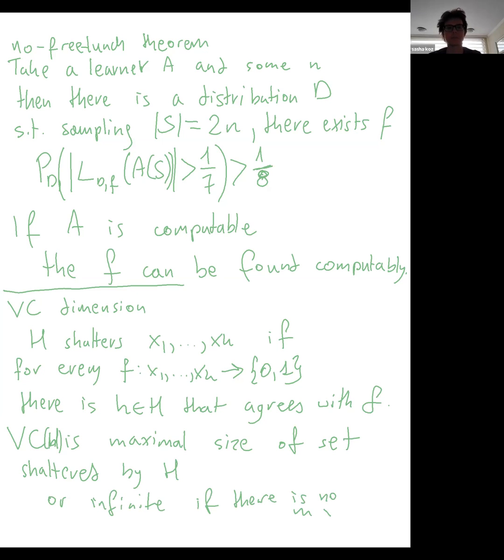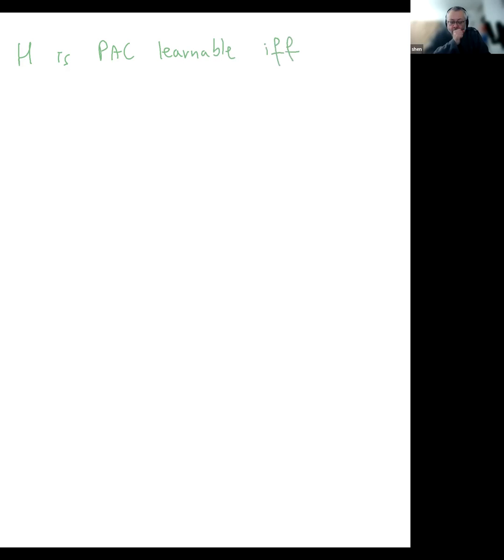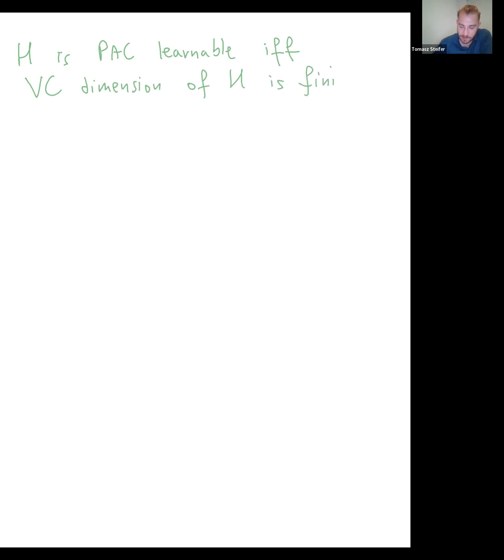So the point is that the classical theorem is as follows. H is PAC learnable if and only if the VC dimension of H is finite. And this is true for different definitions, whether we take a hypothesis from H or not, because here we have no effectivity assumption, so we can just assume that we are always outputting something from H, because allowing us to output something from outside H doesn't help us at all.